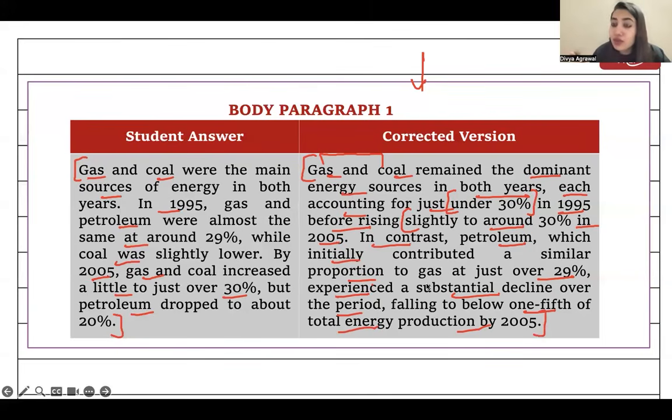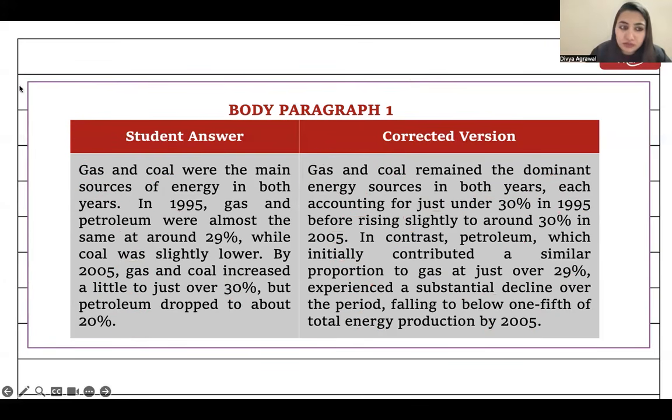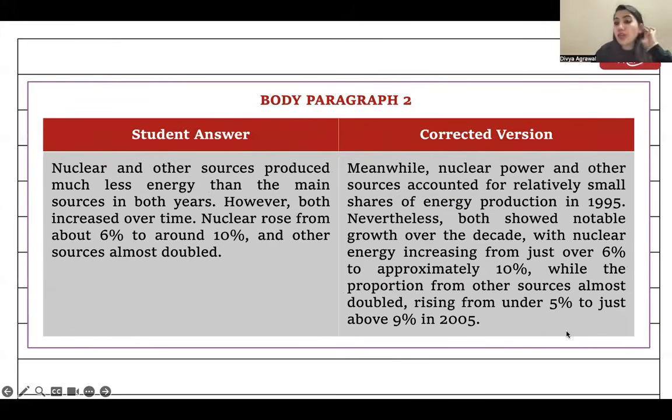Okay, and using good words. So you need to actually pay attention to the language. This version is also not bad or wrong, but once you want to increase your band's level, then definitely you need to focus on the language you're using. Next, this was for body para 1. Now we're going to go ahead towards body para 2.